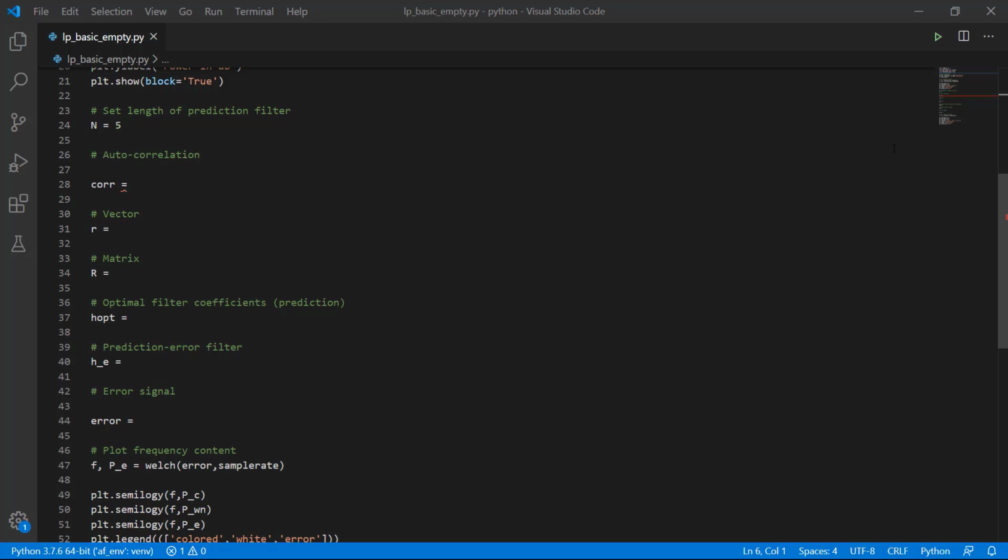We're computing a filter of length 5 here, and the first thing you need to do is estimate the autocorrelation function, because with that you can compute the autocorrelation vector and the autocorrelation matrix. With those two quantities you're able to compute the optimal prediction filter coefficients. And because we want to compute the error signal, you then also need to compute the prediction error filter coefficients.